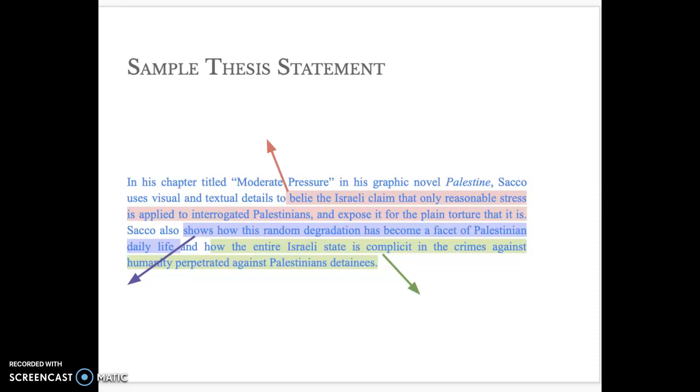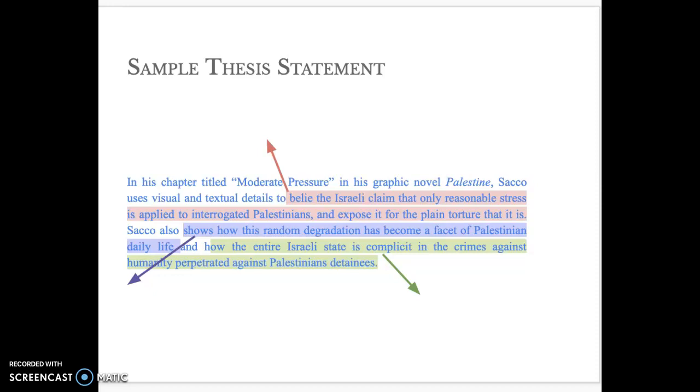So the first part, on how only reasonable stress is applied to Palestinians, how that doesn't seem to be true, and how it is in reality torture, becomes the topic sentence, obviously rewritten, not in the same way, of a very strong section or paragraph, depending on the length of this essay, where a lot of supportive details and strategies are highlighted to show that this is in fact what Sacco believes.